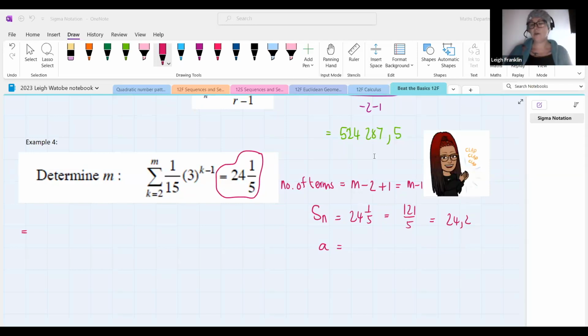All right, so you guys are working out what A is, and then you're going to tell me if there's a D or an R and what that D or R is equal to.